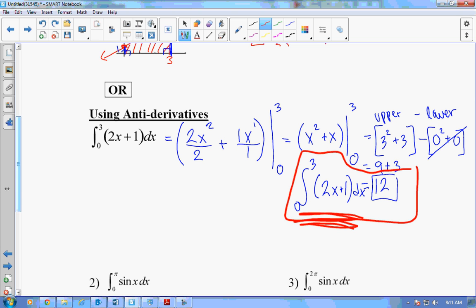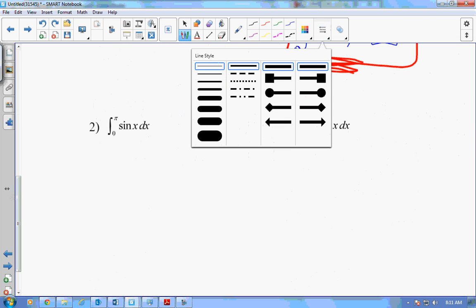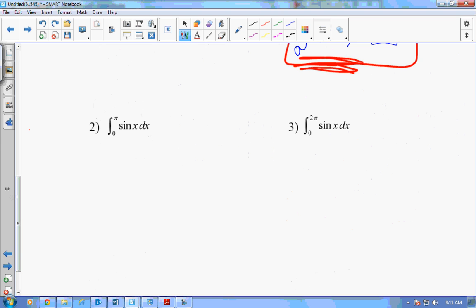Okay, let's look at number 2, a trig function. Actually, 2 and 3 are trig functions. Okay, number 2, the integral of sine. Think what, if I took the derivative of some trig function, what would give me just positive sine? Negative cosine. You can't do positive cosine because when you take the derivative of cosine, it changes to negative sine. So you have to make sure f then becomes negative cosine. We still need the x. Do not drop that x. From 0 to pi.